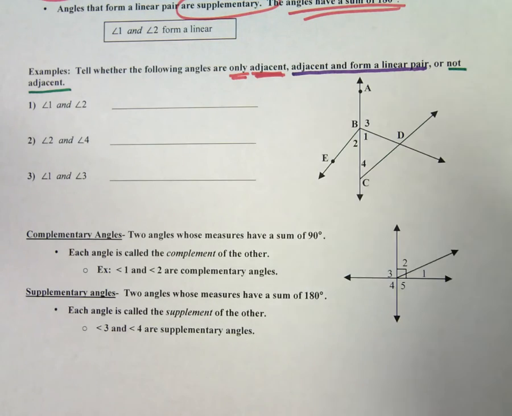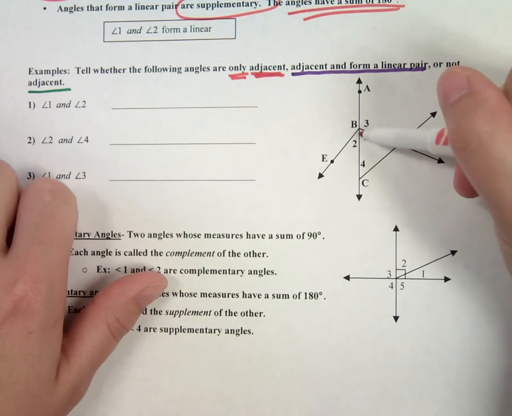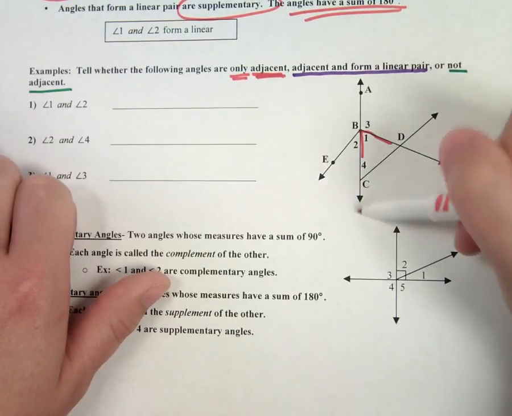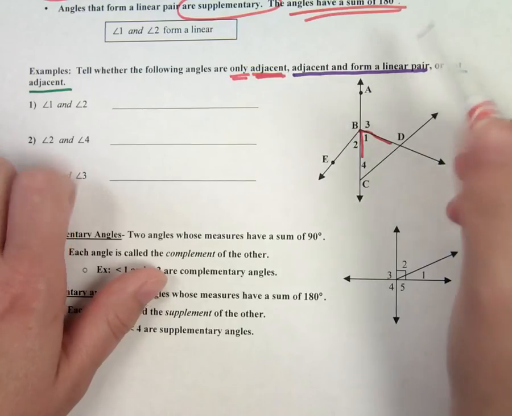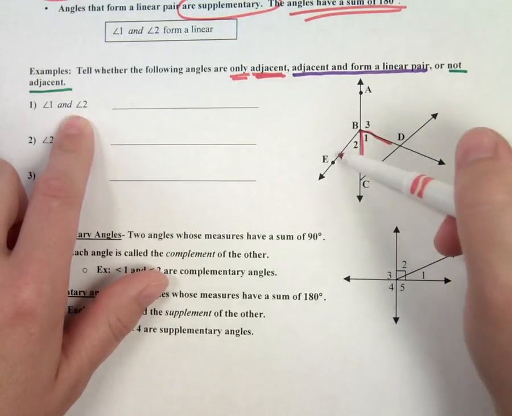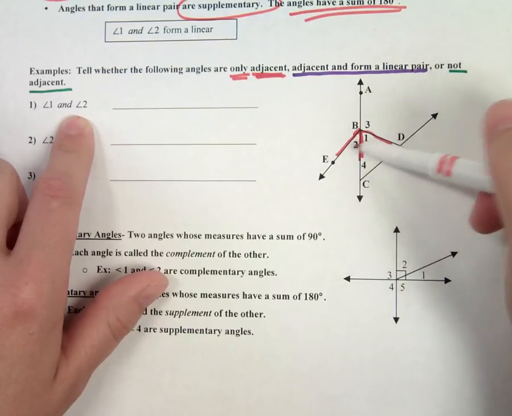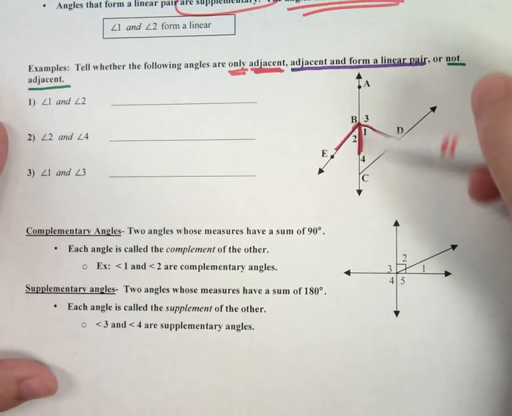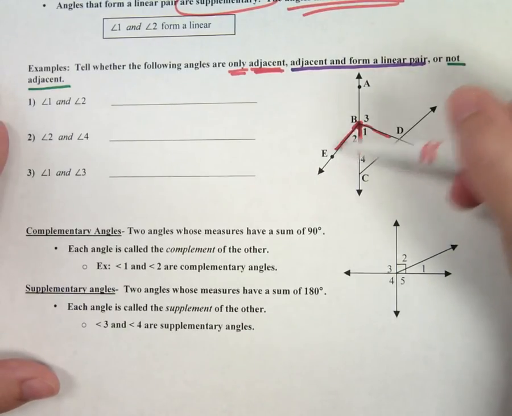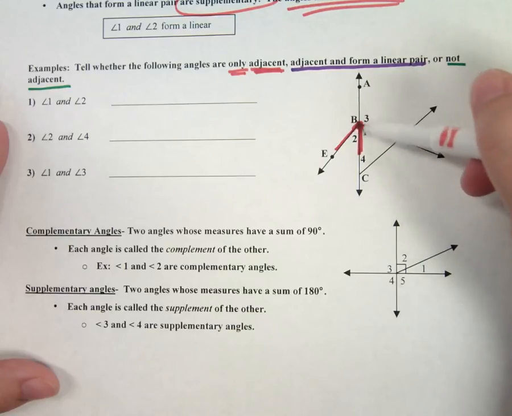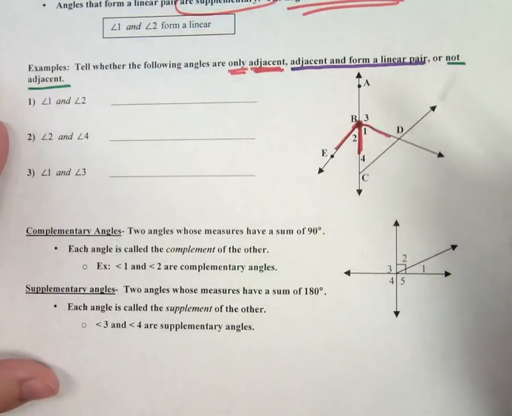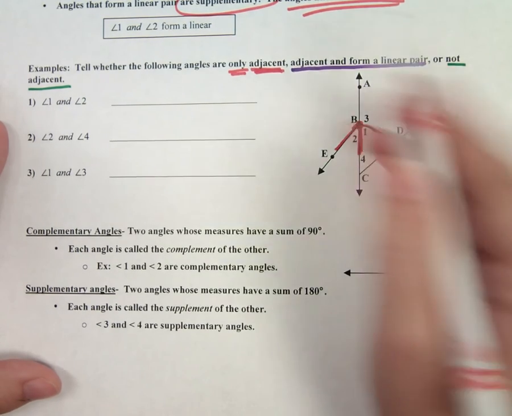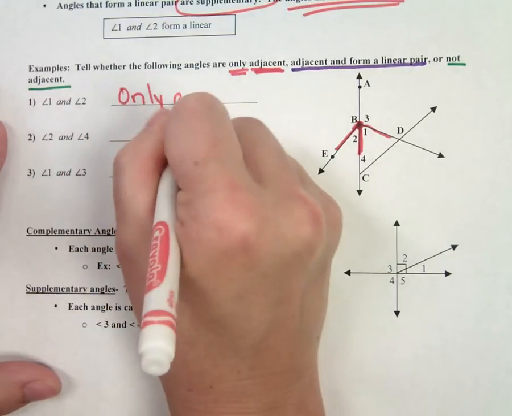So let's look. Number 1 says angle 1 and angle 2. So I'm only going to color part of the angle. Here's angle 1, and I know it's actually this whole big angle here. I'm just going to color part of it. So here's angle 1. Angle 2 is this whole big guy. I'm only going to color part of it. Do those two angles look like they are adjacent? Yes, they have a common side and here's their common vertex. Angle 2 and angle 1 have the same vertex and they share this common side. So yes, they're adjacent. Do these two angles make a whole straight line? No, so they're not a linear pair. So they are only adjacent.